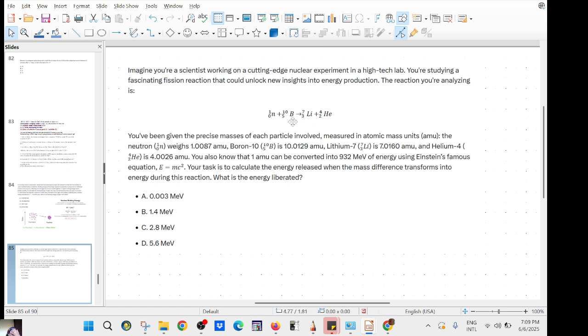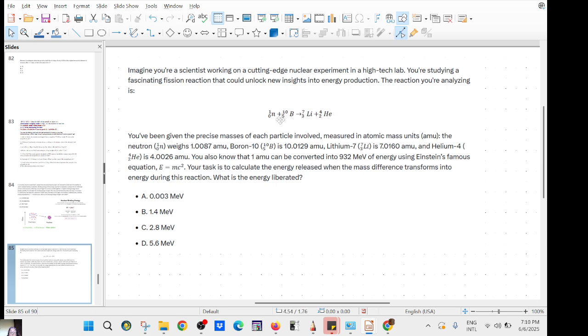And what's going on here? You have boron, and boron is a neutron capture. So this kind of reaction here is a capture of a neutron. And you get lithium and helium. So the energy release will be mostly probably in the kinetic energy of the alpha particle there.